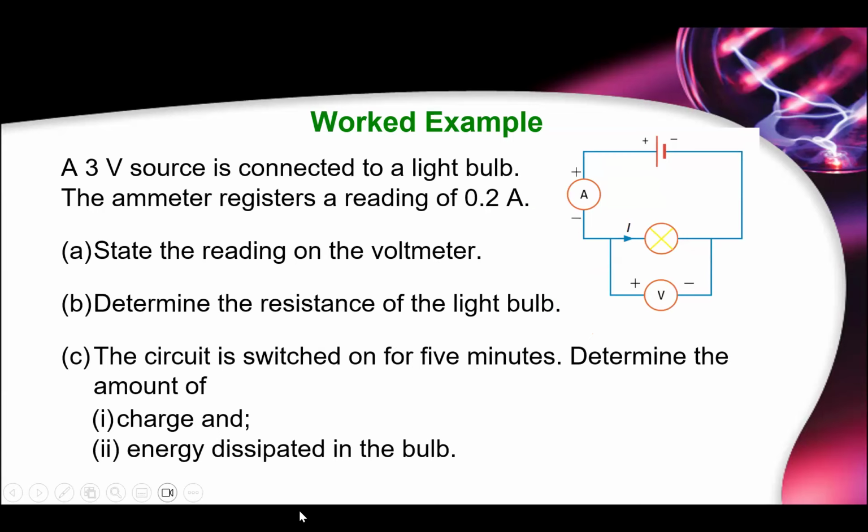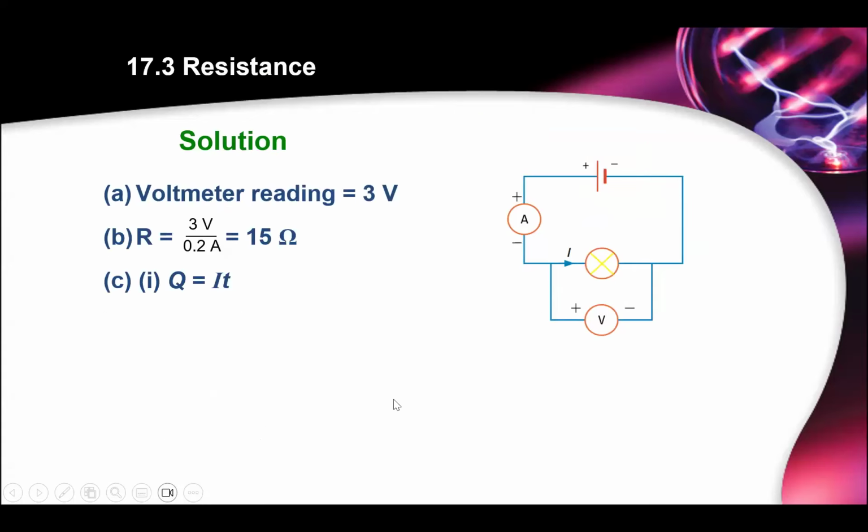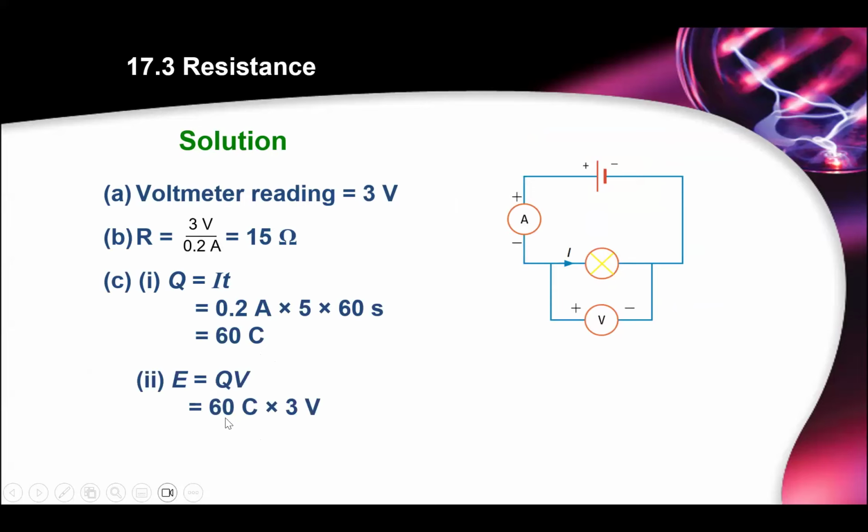And then for energy, we always use the formula for volts. Energy is the same as work done. So I'm looking for W, which is V times Q. The V is 3 volts times the amount of charge, which we calculated in part 1. The amount of charge is 60 coulombs. So I just use V times Q, which is 60 coulombs times 3 volts. Okay, I get 180 joules.